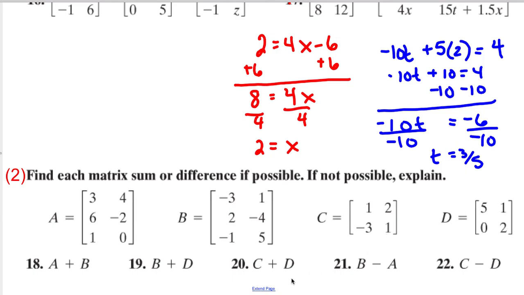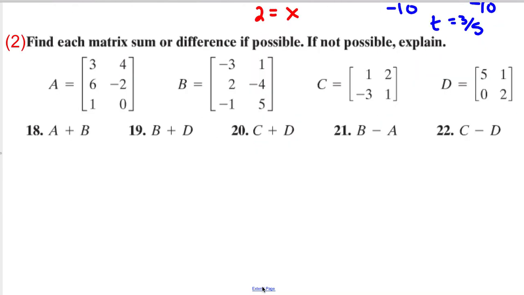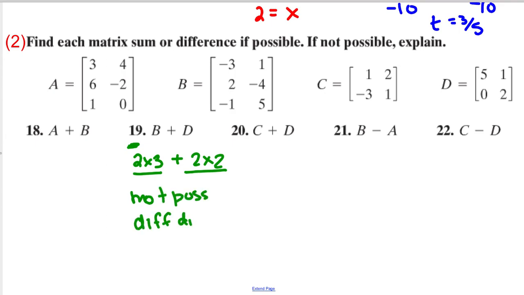Okay, the last section from 4.2, we had find the matrix sum or difference if possible. If not, please explain. So let's take a look at number 19. It says B plus D. So we have a 2 by 3 plus a 2 by 2. Because we're adding, these would need to be the same. They are not the same. So this is not possible because you have different dimensions.